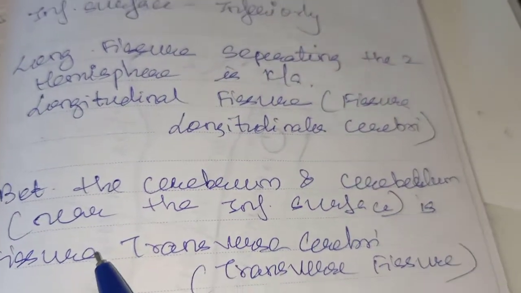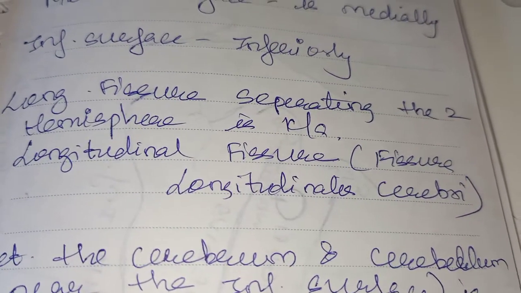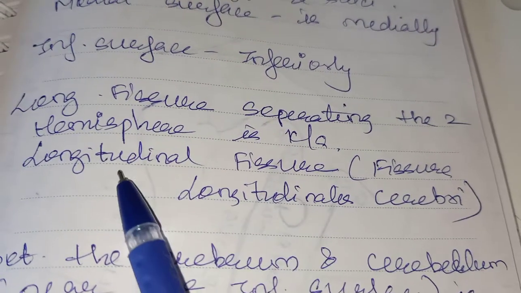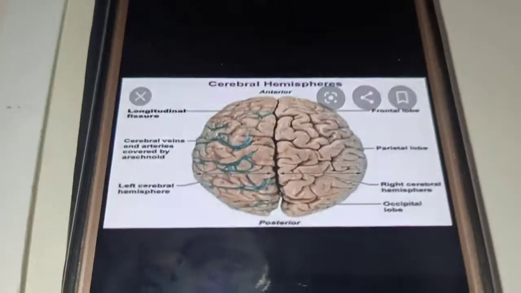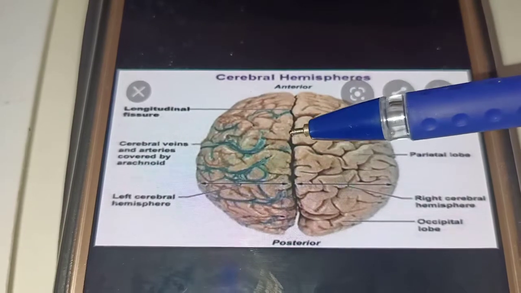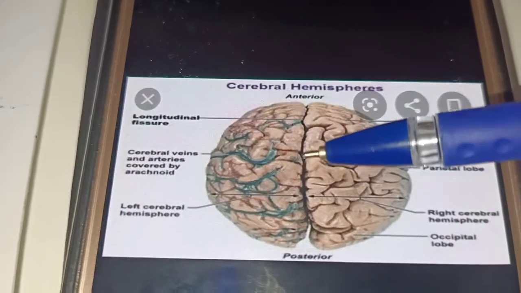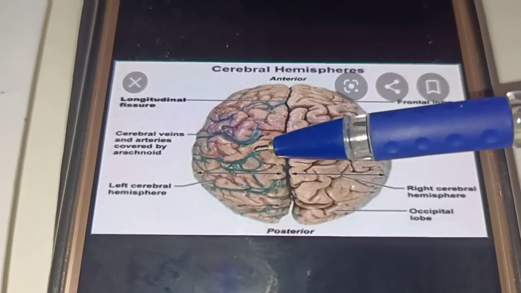Okay, so these are the surfaces. There is one longitudinal fissure present, separating the two hemispheres. That is known as the longitudinal fissure. This you can see here. This is the deep longitudinal fissure which is cutting the cerebrum into two halves, the right cerebral hemisphere and the left cerebral hemisphere.